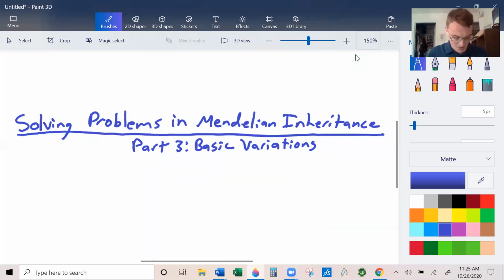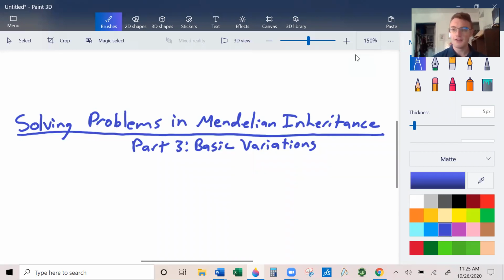Alrighty, hi guys, and welcome to my video, Solving Problems in Mendelian Inheritance, Part 3, Basic Variations. So parts 1 and 2 were for week 6. So this is part 3, which parts 3 and 4 are going to be for week 7 here. And the goal here is to help explain some of the new modes of inheritance that we picked up this week, and how they work and how to go about solving problems like that.